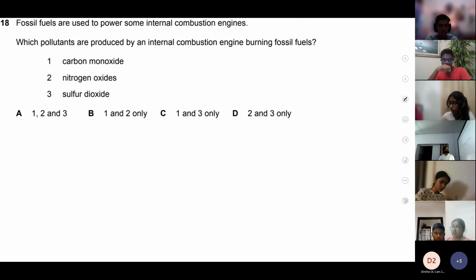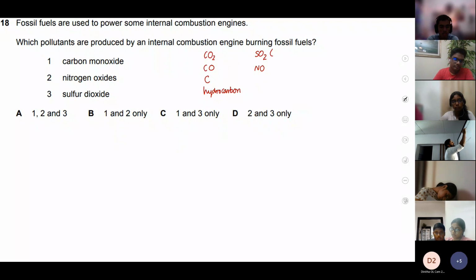Right. Next. Fossil fuels are used to power some internal combustion engines. Which pollutants are produced by an internal combustion engine burning fossil fuels? Carbon dioxide, carbon monoxide, carbon, unburned hydrocarbons. If there is no catalytic converter, these are the fossil fuel pollutants. Sulfur dioxide, nitrogen monoxide. This is from diesel, coal, and others from all the fossil fuels.